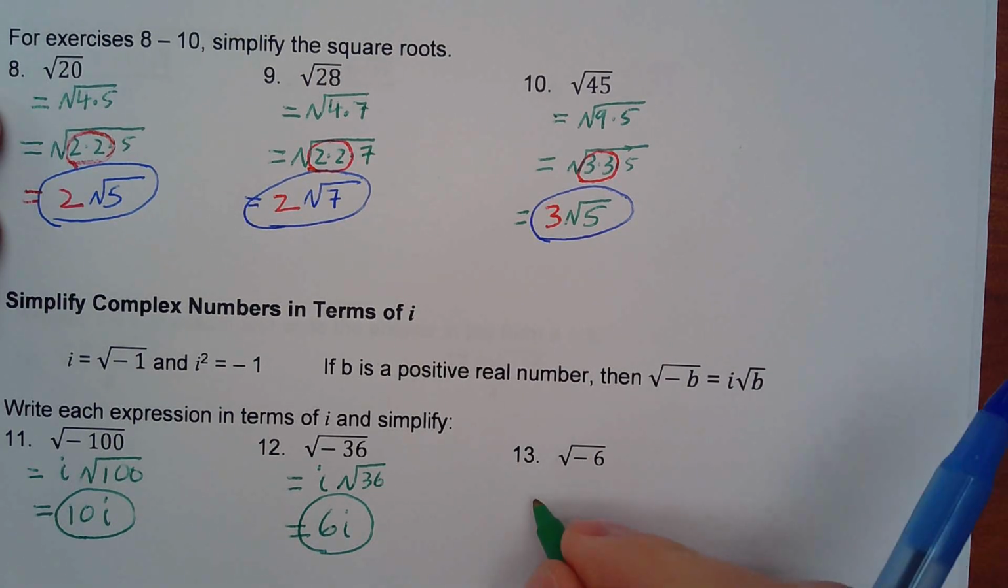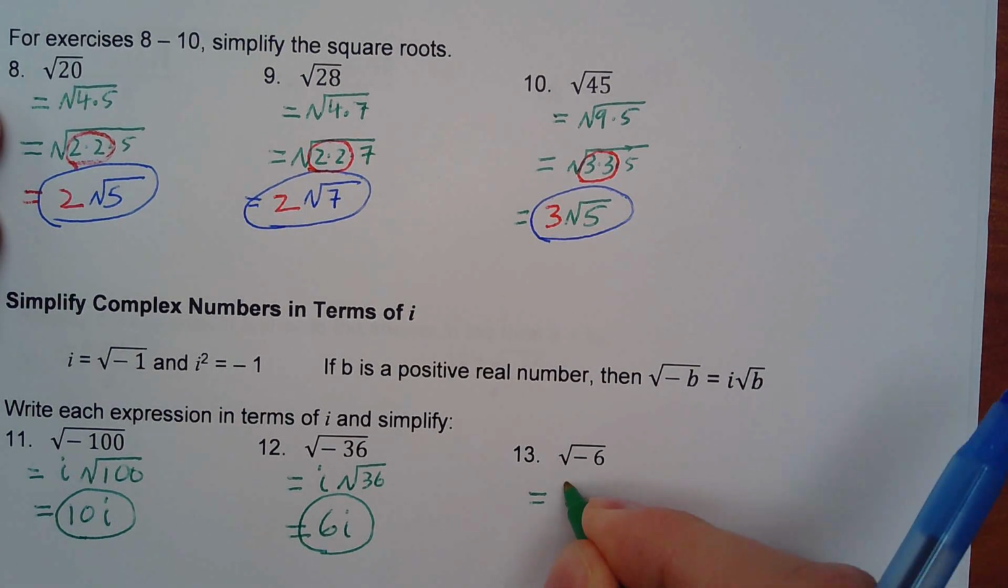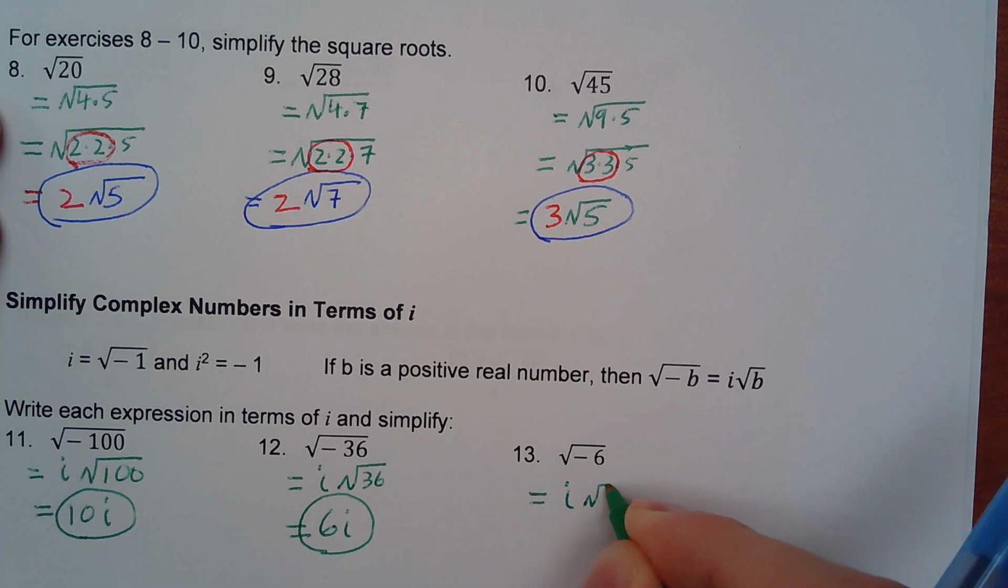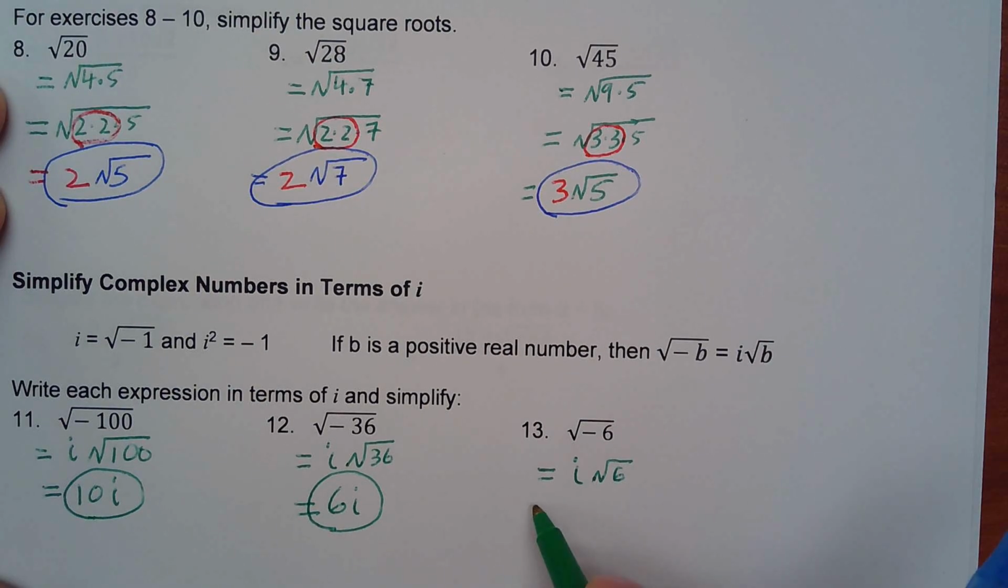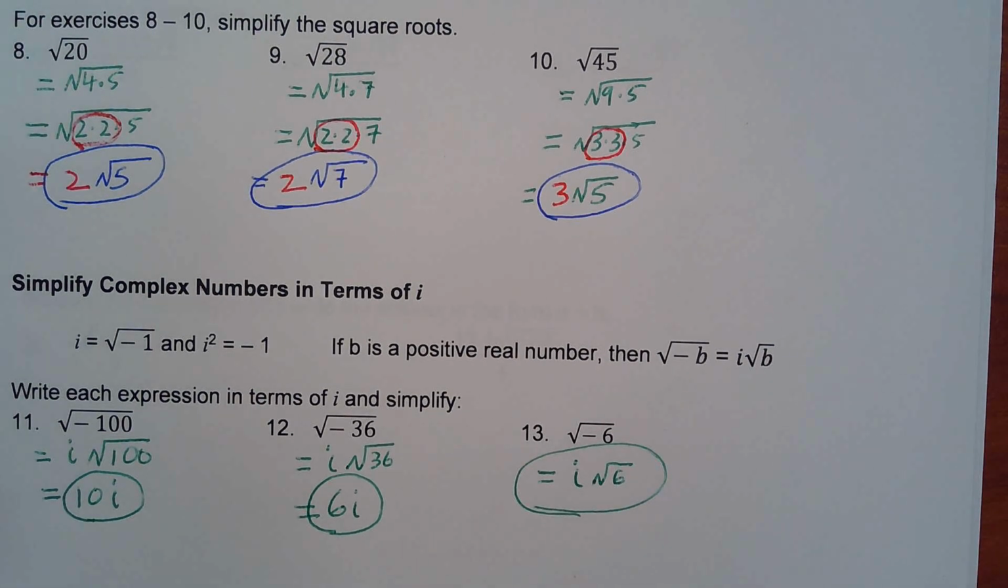And on this one, again, write in terms of i. This time I can't simplify the square root of 6 any further, so i square root of 6 is going to be my answer.